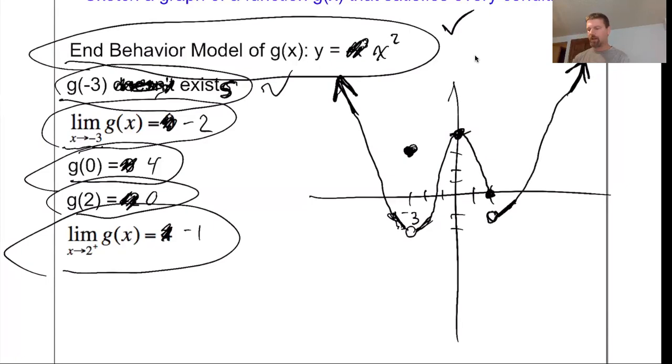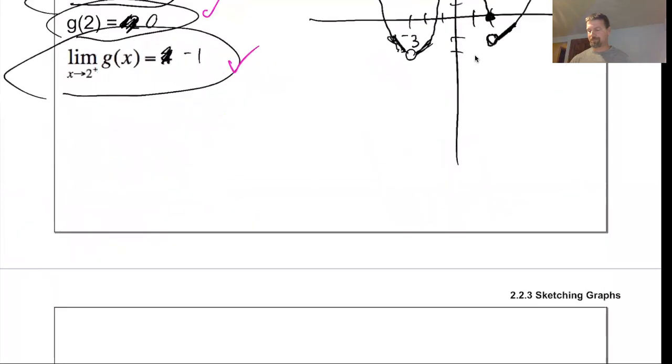There we go. After you do these, it's nice to just go through and make sure it's all true. Is the end behavior x squared? Yeah, it looks like that. Does g of -3 exist? Yeah, it does. Check all these off the second time just to make sure, especially if it was a test or quiz. It's a good idea to make sure you didn't erase something unintentionally and make one of those not true anymore. All right, that's it.